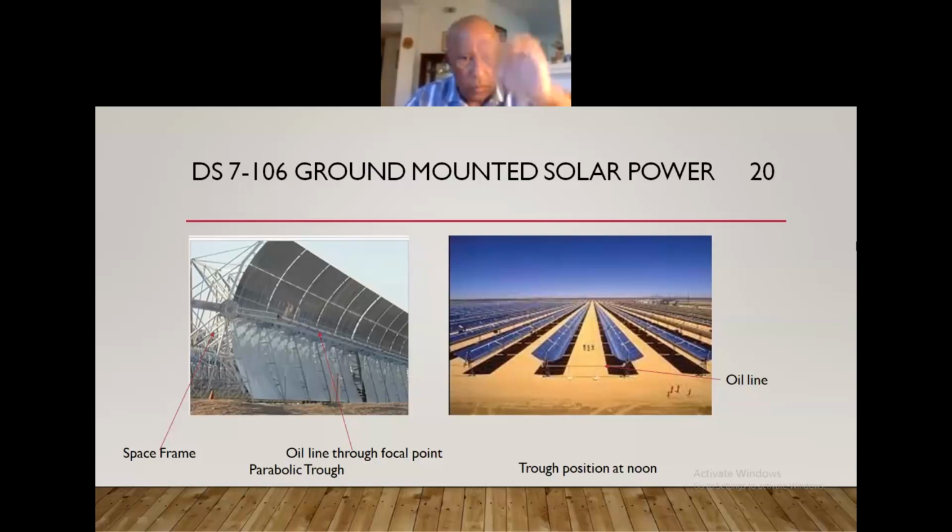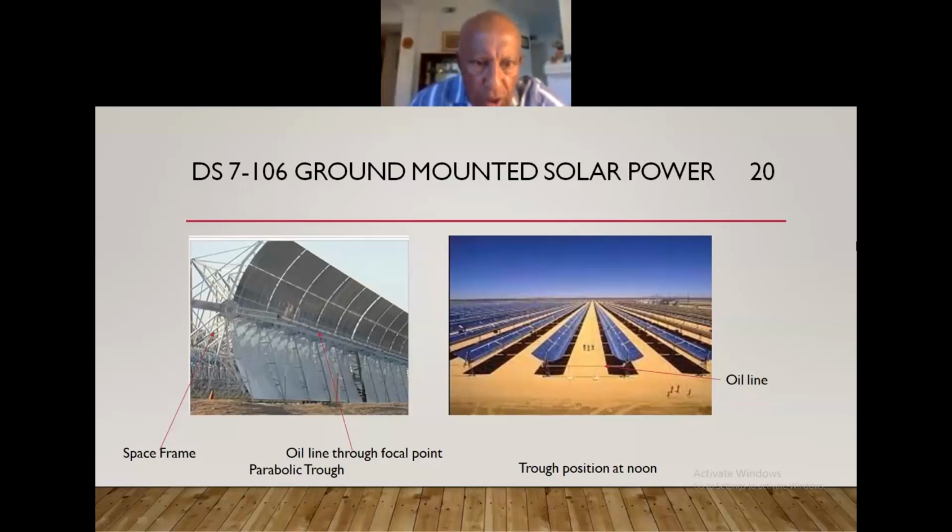This is a ground-mounted large solar power plant. This is rated at probably about 300 to 350 megawatts, and this plant can run after sunset for a couple of hours. I will get into that a little later.